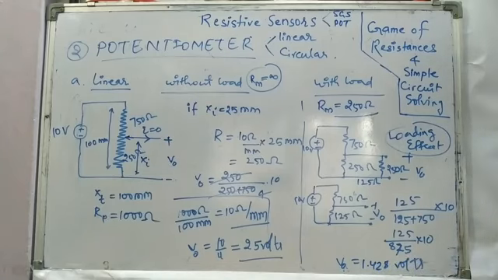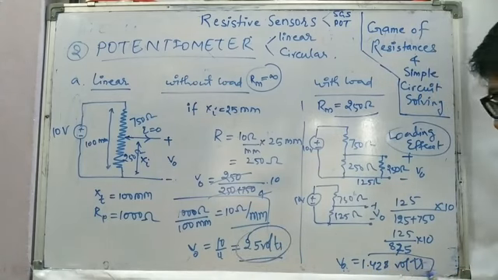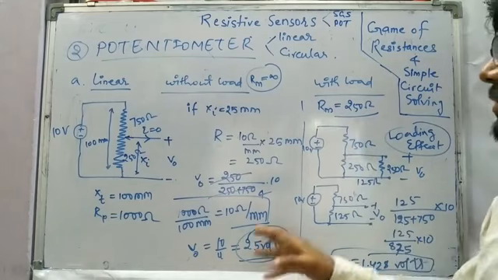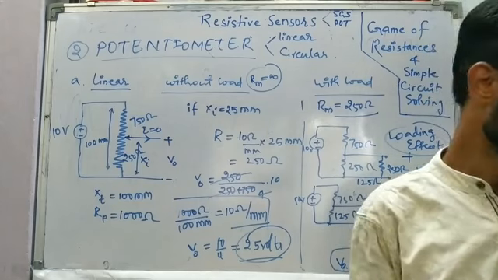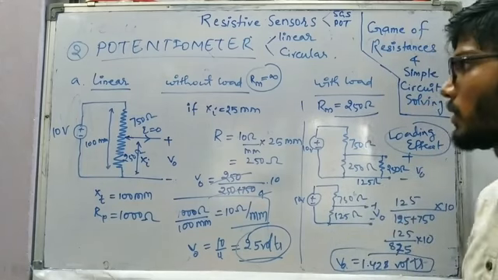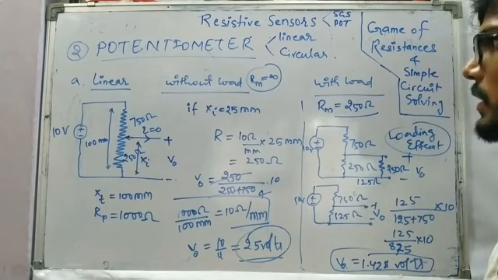So as we can see here, the voltage was coming as 2.5 volts, and now it is going to come as 1.428 volts. So due to the finite resistance of the meter, the output voltage reading is going to be changed, and that effect we call as loading effect. And now we wish to calculate how much percentage of error we are getting into the output.